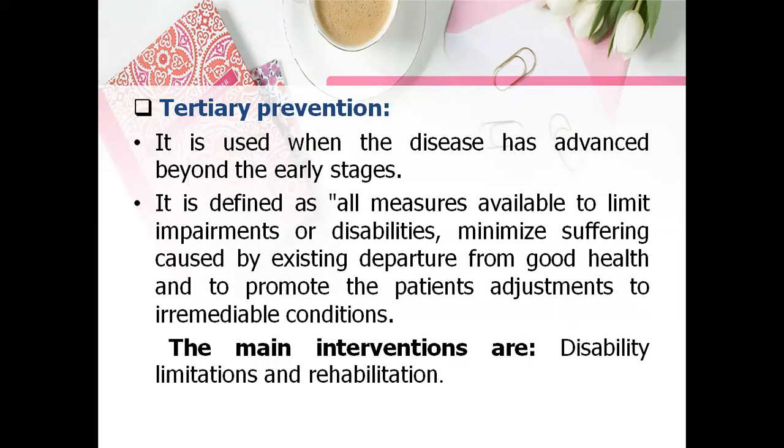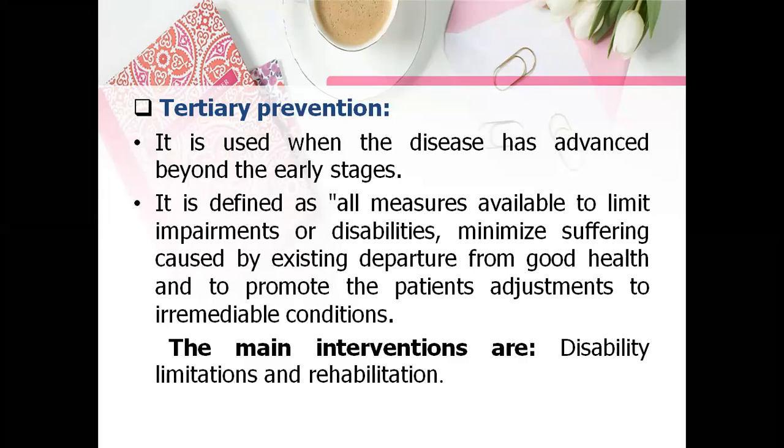Because of the complications of some diseases, people might lose a limb, or not be able to walk or talk anymore. For those individuals, we are trying to limit their disability and help them with rehabilitation. In rehabilitation, we have various forms, which I will discuss later.